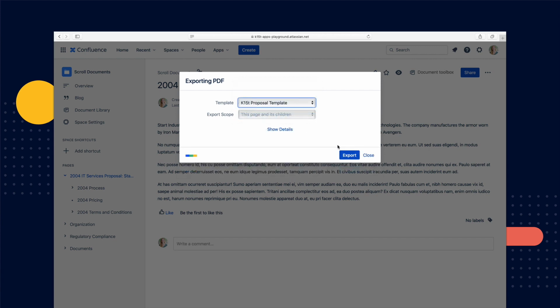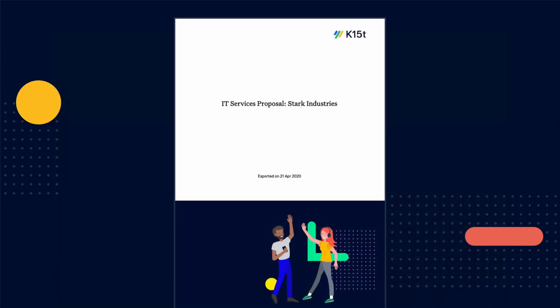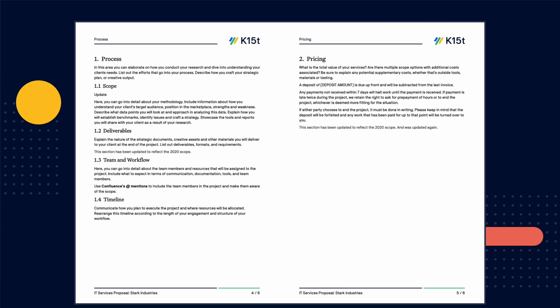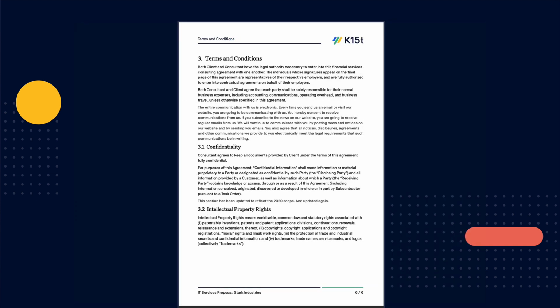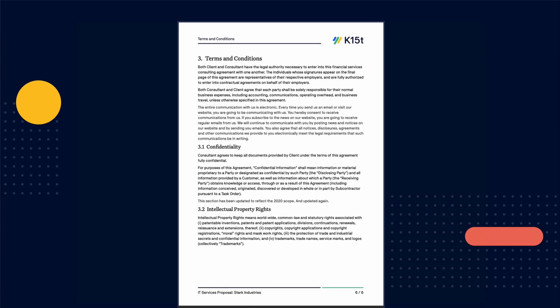You'll see that all of the styles defined in your template will be applied to the document, like a cover page, table of contents, heading styles, fonts, and more. If you don't have Scroll PDF or Word Exporter installed, you can still use Confluence's native exporter to export content at the page level.